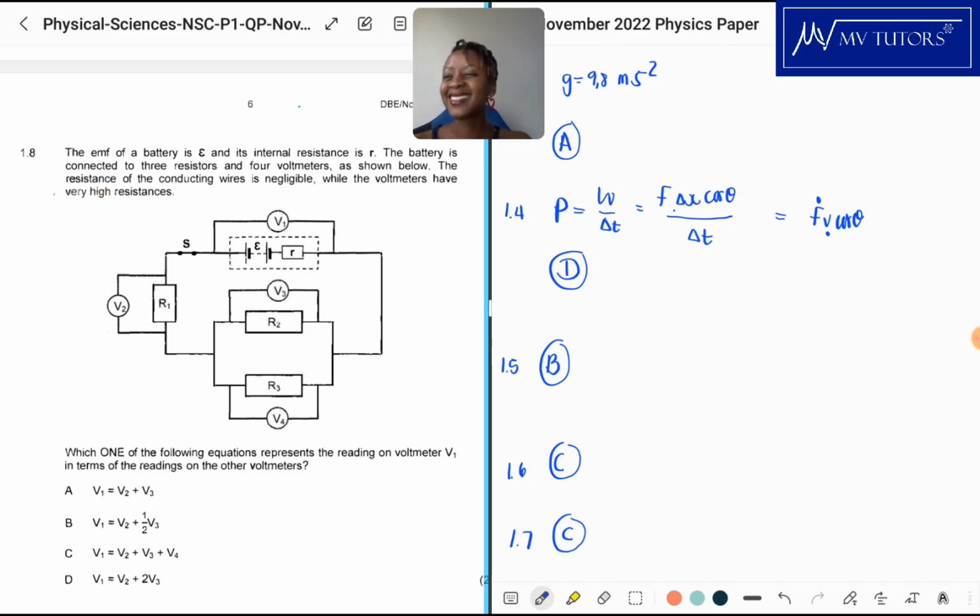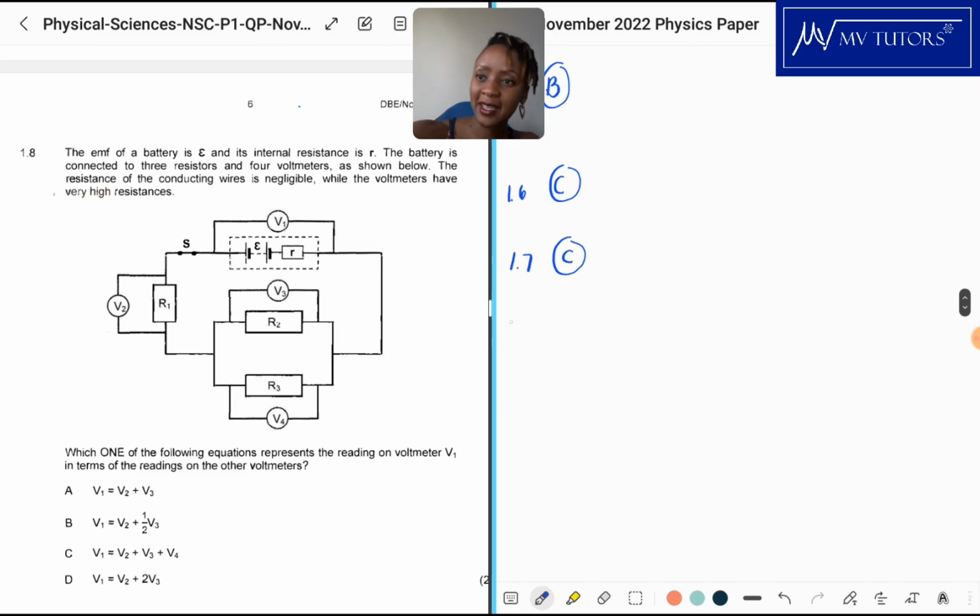No. If every resistor was in series, then yes, you would add the voltages. So C is only for resistors in series. Now D, is it V1 is equal to V2 plus 2 times V3? No. Remember, V3 and V4 are actually equal to one another. So the total voltage that is read at V1 would be a combination of V2 as well as V3. So the answer would be A. So 1.8 is A.